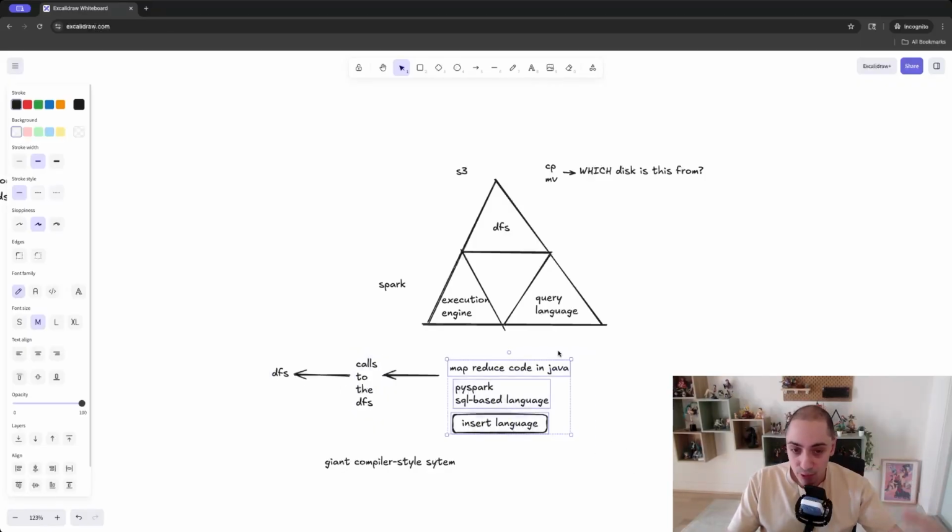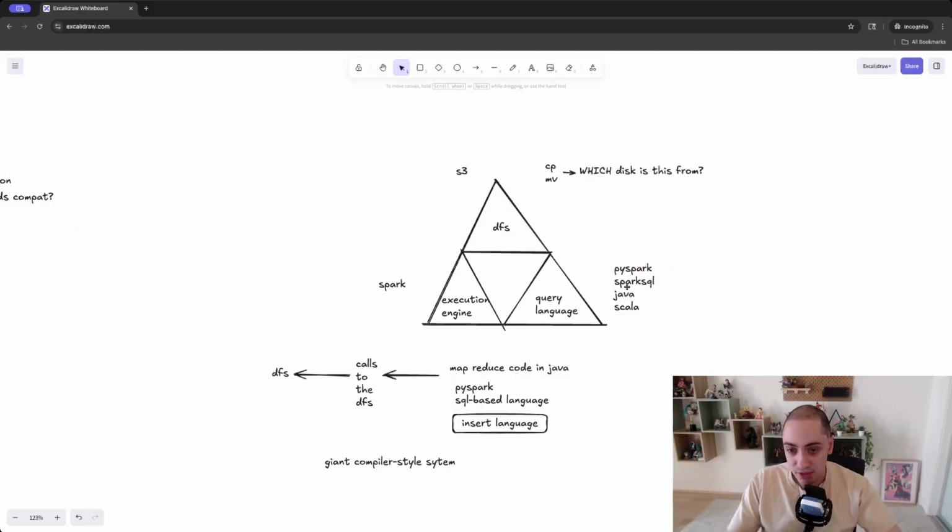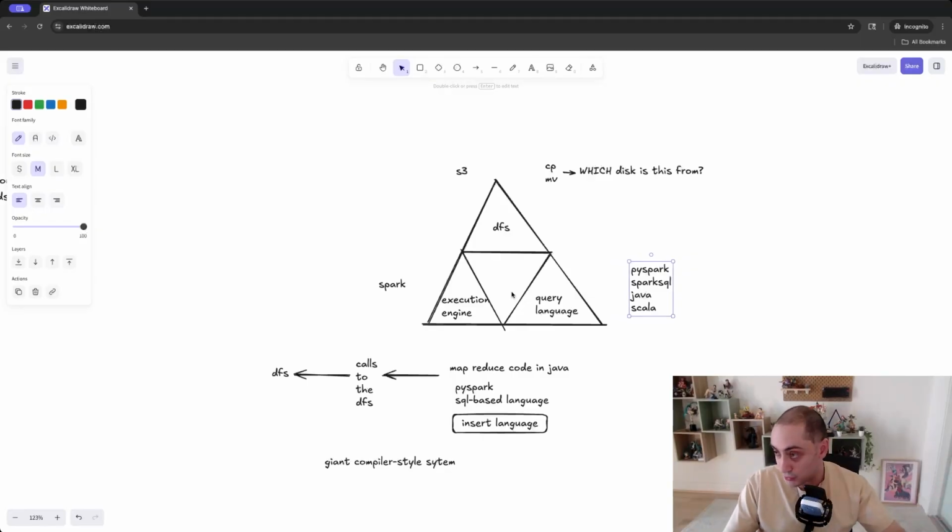There are a lot of languages out there, and this one is by far the most common. There's PySpark, there's Spark SQL, there's Java versions of it, there's Scala versions of it. There's all kinds of languages you can use, and you can build your own. These query languages will change depending on what you are doing with your Spark.